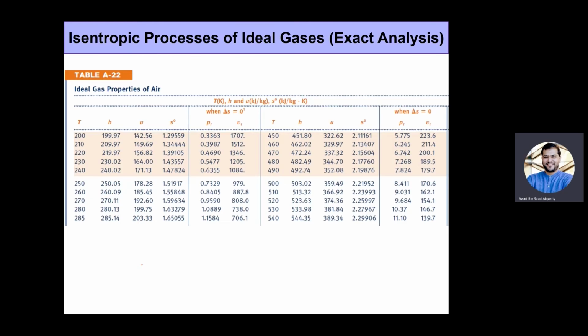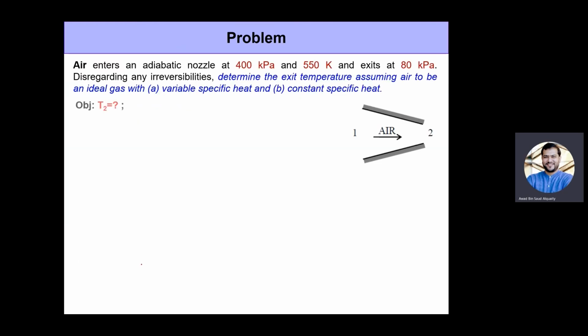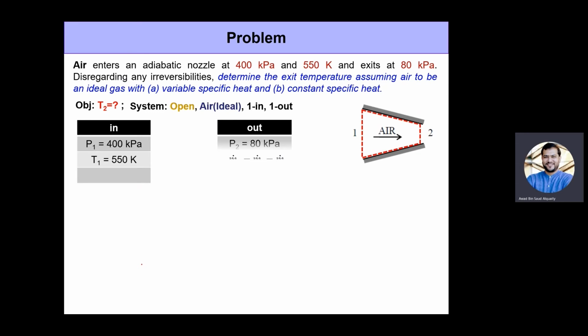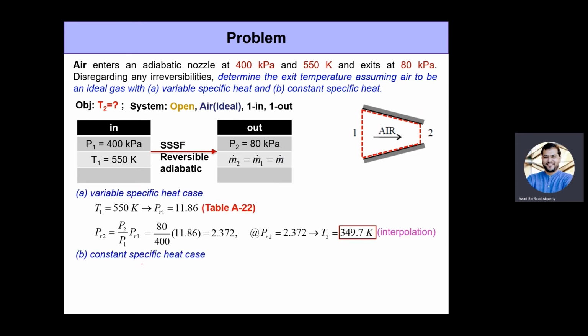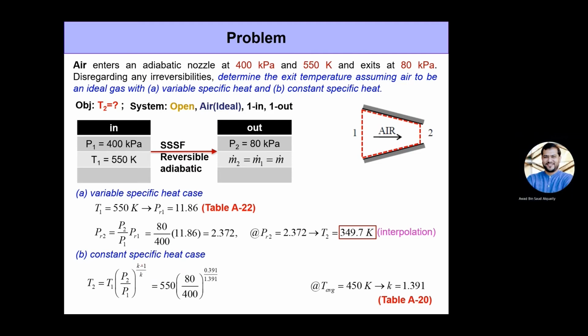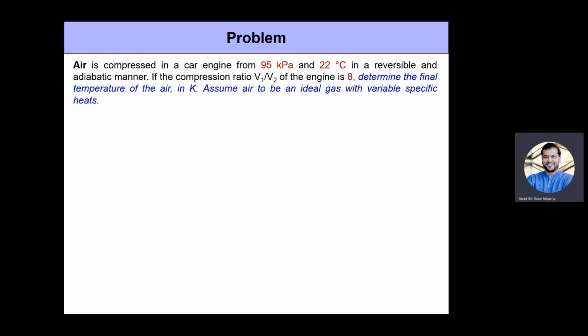Now we solved the problem yesterday where we were looking at the use of pressure ratio to come up with the exit temperature, right? Both for the variable specific heat case and the constant specific heat case. Now what we want to do today is to talk about another scenario where we make use of the specific volume ratio instead and solve the problem similarly.